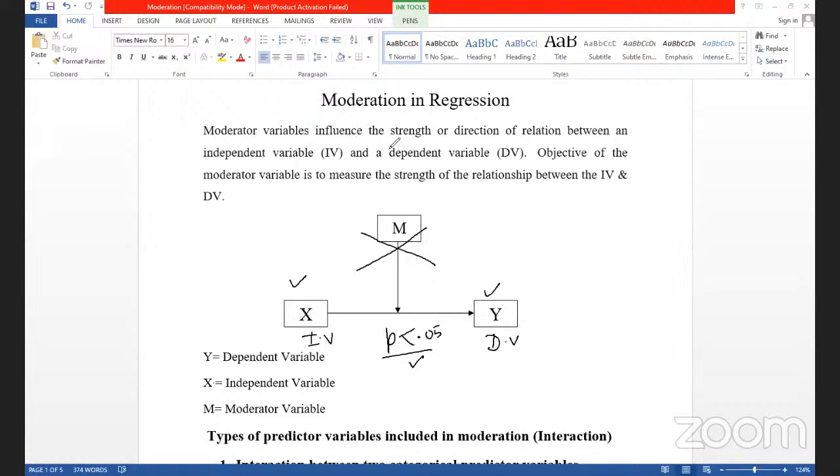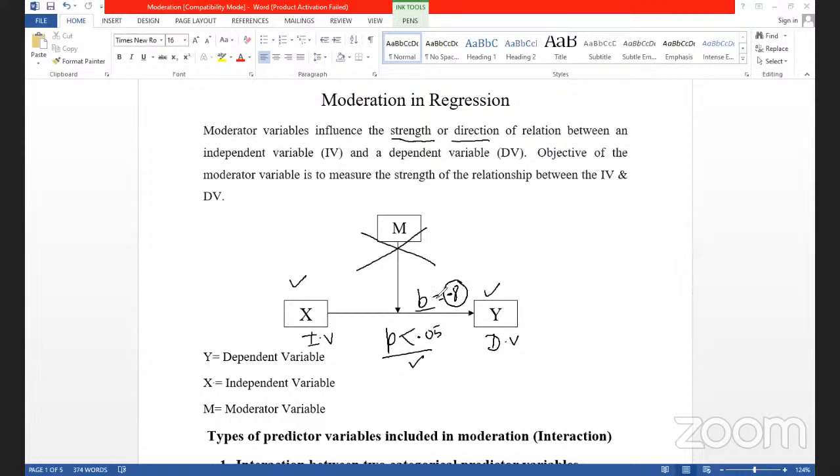But the moderator variable influences the strength or direction of the relationship between the independent and dependent variable. So what does it mean? If the strength, meaning beta, is 0.8, it can reduce it, and it can change the relationship between x and y. It can change the direction and strength, meaning it can make it stronger or weaker. It can weaken the strength between the two variables.